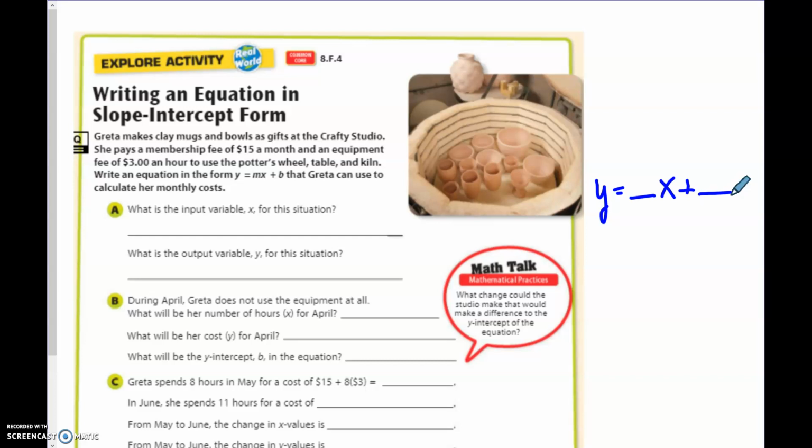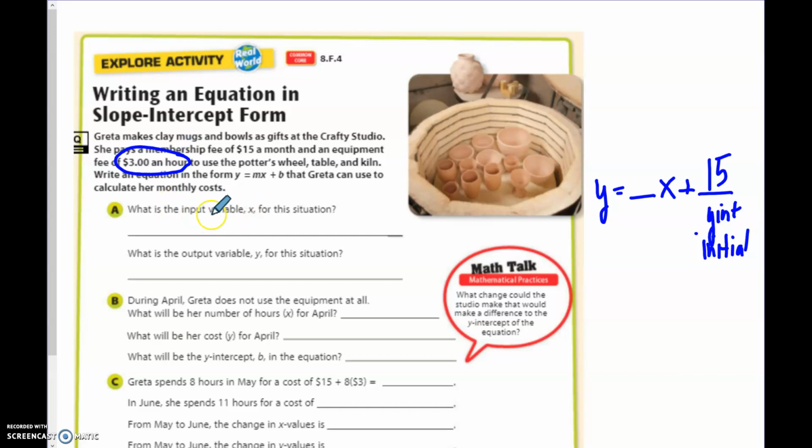And that initial value is your y-intercept. Okay, so that y-intercept is that initial value. And in here, it's saying that she's paying $15 a month. And then there's an equipment use of $3 an hour. So every hour she uses.